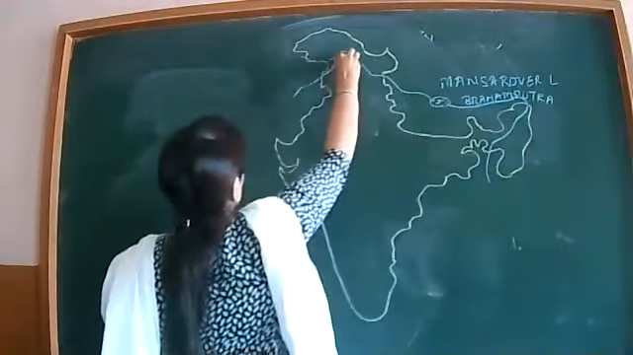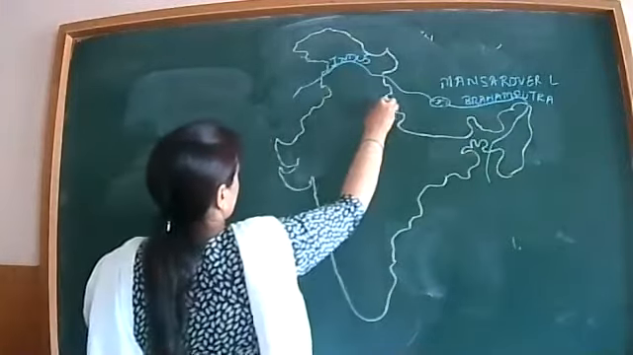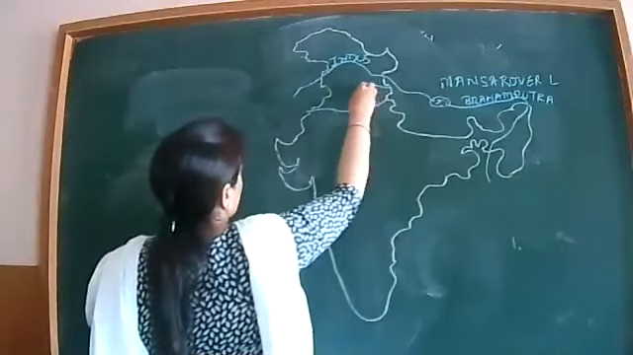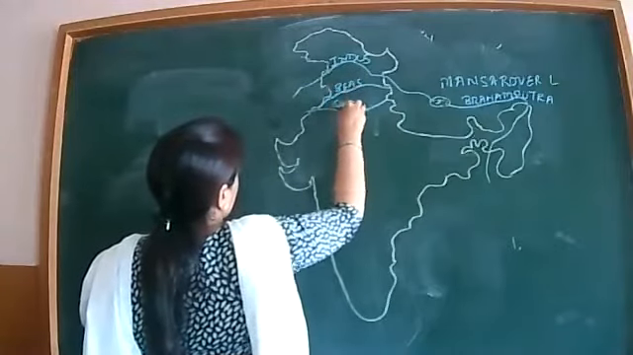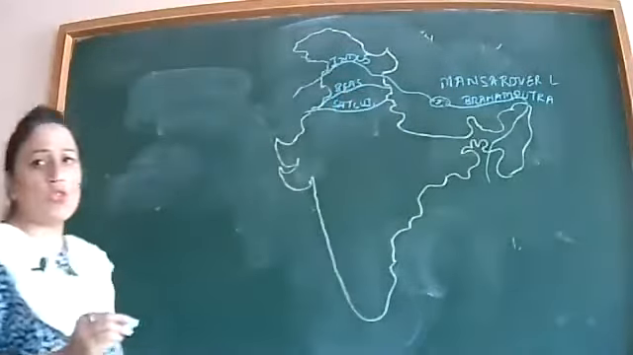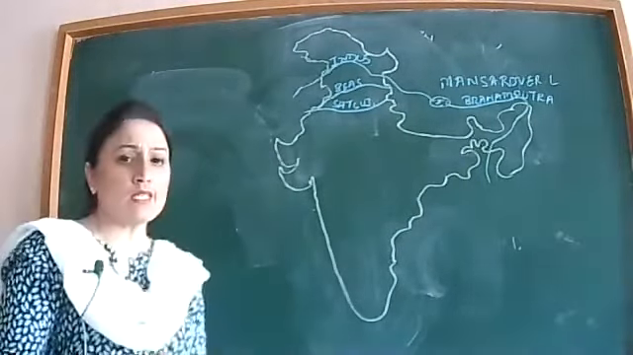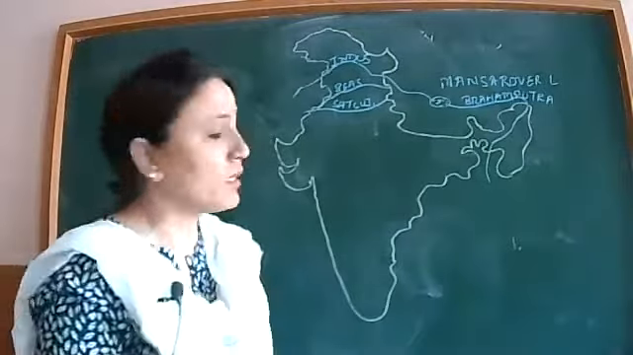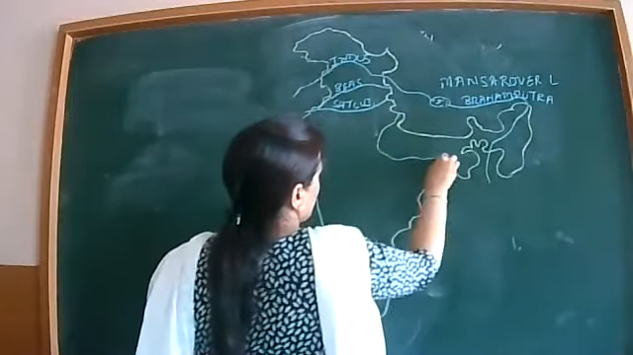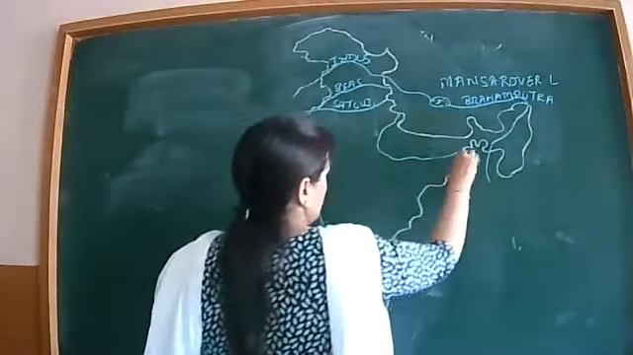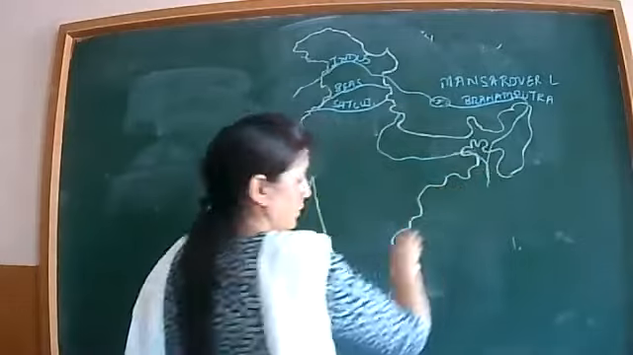This is river Indus. Here we have river Satluj and Beas. This is Beas. This is Satluj river. Then I'm going to make river Ganga, and along with it, I'm going to make tributaries of river Ganga. So first is river Ganga. This is river Ganga.